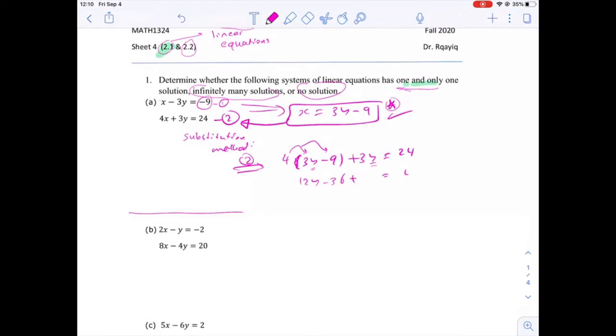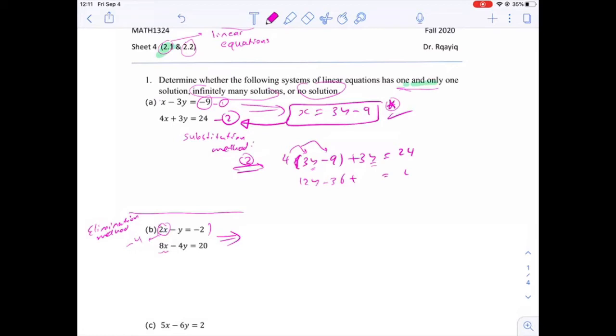Now for the second problem, let's use elimination method. We need to determine whether to eliminate x or y. As you can see, we can multiply by -4. Multiply the first equation by -4 and see if we can eliminate x or y. If we multiply by -4, we get -8x, and then we add it to 8x, and that gives a 0. That means by multiplying by -4, we eliminate the variable x.